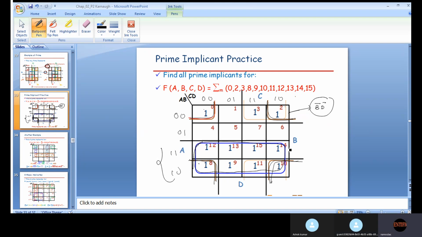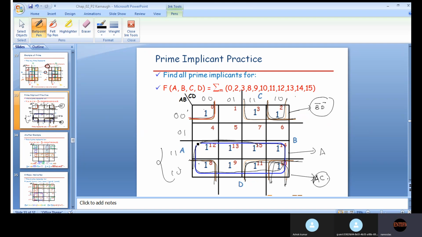Only one variable we should get. What is the common term here? It is A. Okay. So here is one more group. What is the other group? This is one group. What is the related product term for this? C bar. Here, AC. Okay, so now see.